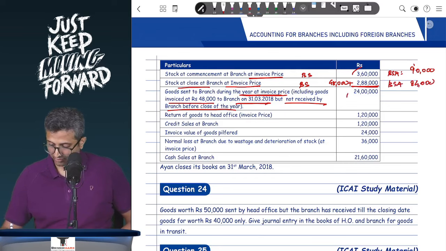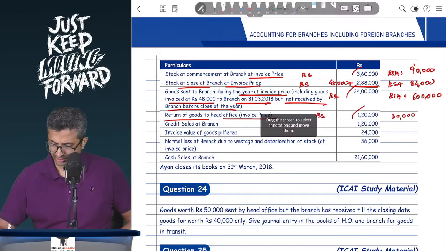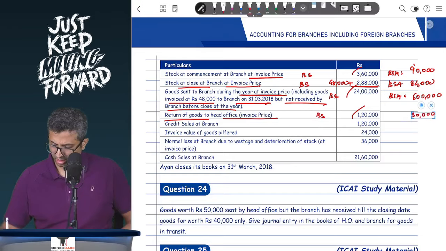Further, 24 lakhs will go in the branch stock account, and in the branch stock adjustment account, a loading, which I think is 6 lakhs, will be taken on this. Return of goods to the head office at the invoice price of 1,20,000. So this will again be credited to the branch stock, and the loading on that, 120 divided by 4, 30,000, will be reversed in the branch stock adjustment account.